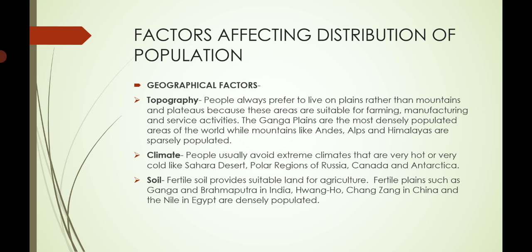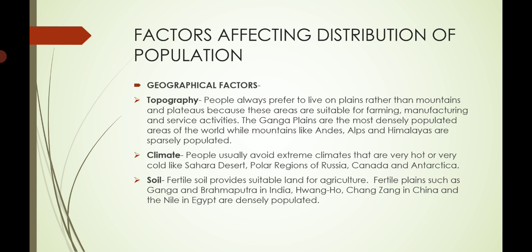In this first topic, factors affecting the distribution of population, we will first study the geographical factors. Let's talk about topography. What is topography all about? Let us take an example of ourselves. We will not prefer to live in mountains, and we will prefer to live in areas where the land is suitable for farming, so that we can have our vegetables and fruits from it. Manufacturing and service activities.